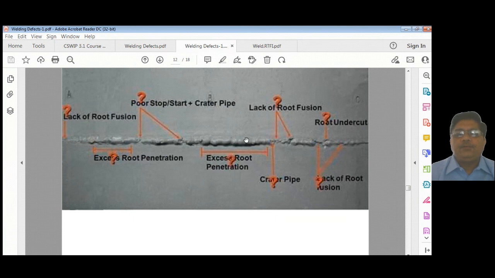If it is more than the standard given to you in the exam, you can put it as excess root penetration. Excess root penetration here. So lack of root fusion here. Some crater pipe also can be seen here.